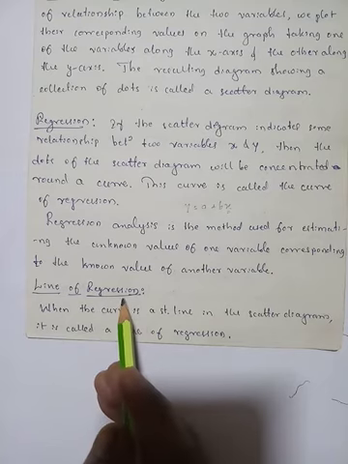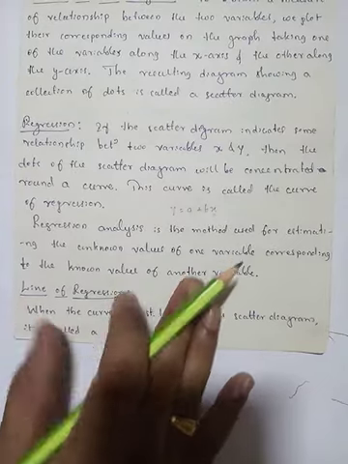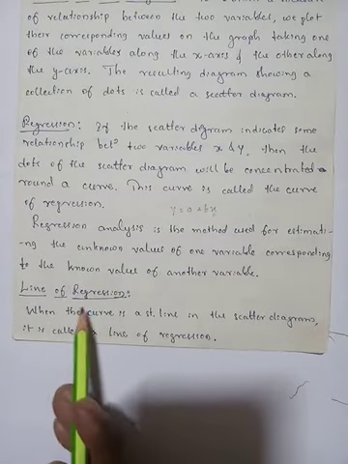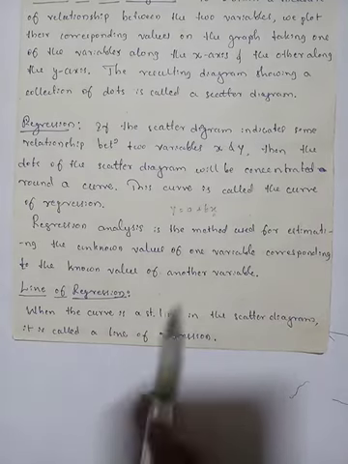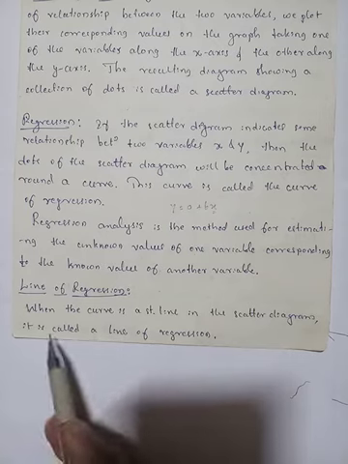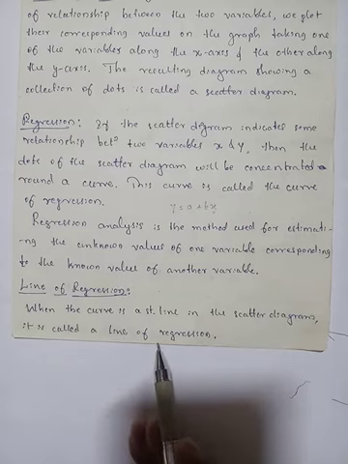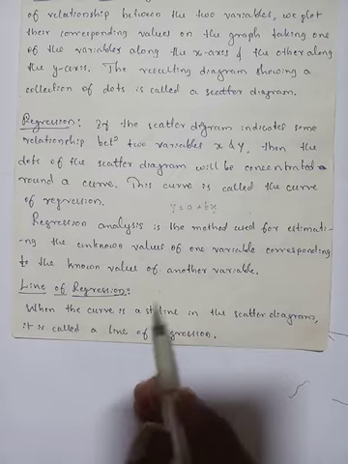Now the next concept is the line of regression. Line of regression means in the scatter diagram, when you join the points, we get a straight line. That is what we call the line of regression. When the curve is a straight line in the scatter diagram, it is called the line of regression. Very simple. When you take all the points in a plane and join them, we get a straight line. That is called the line of regression.